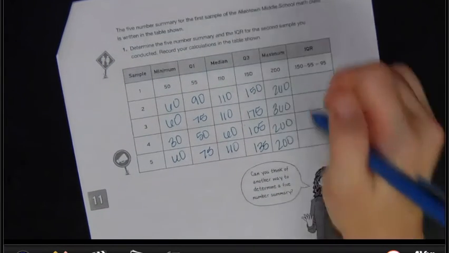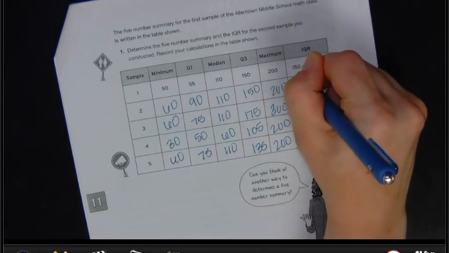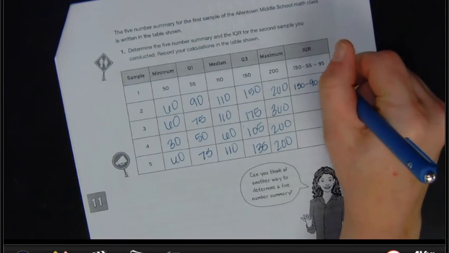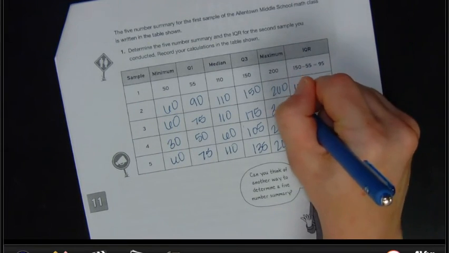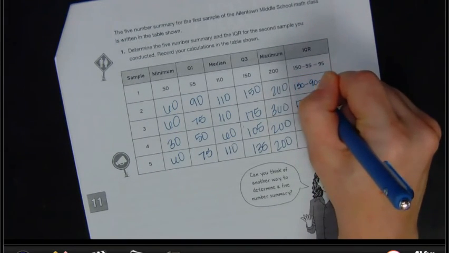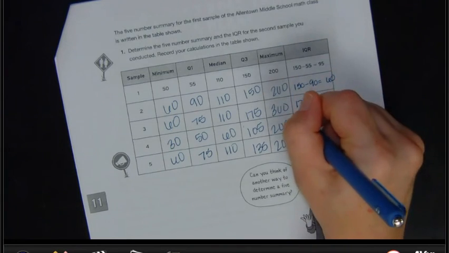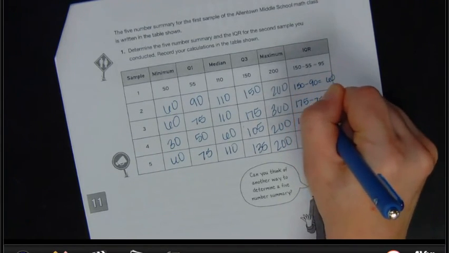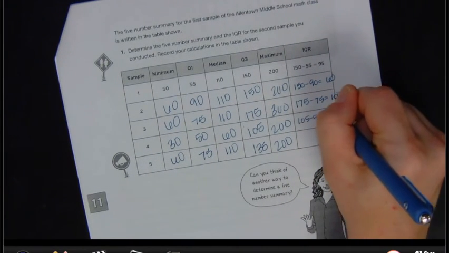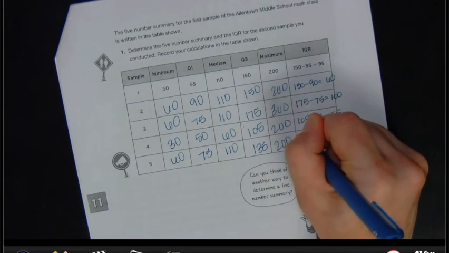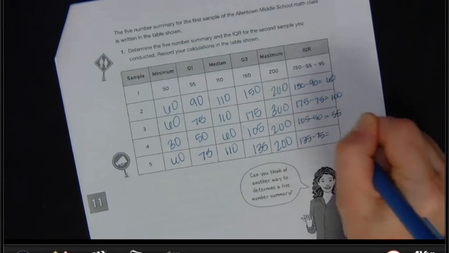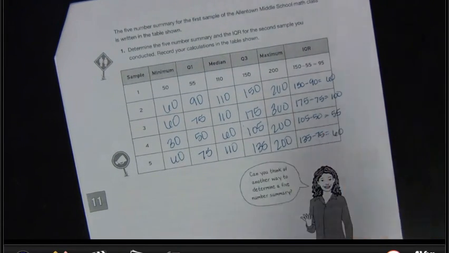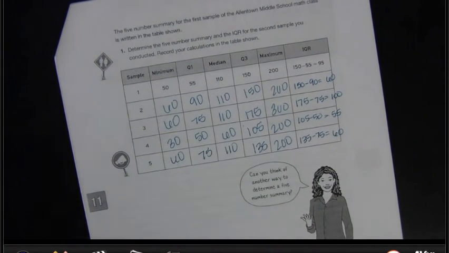Okay. Now to find the IQR, I'm going to take 150, subtract 90 from that, and I'm going to get 60. So 175 minus 75, I'm going to get 100. 105 minus 50, I'm going to get 55. And then 135 minus 75, I'm going to get 60. All right, if you guys have any questions, please let us know.